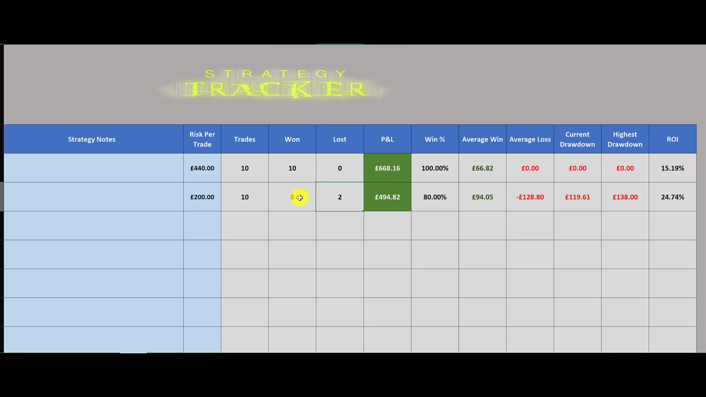We did 10 trades, 8 of them won, 2 of them lost. It's overall a positive angle to take according to this so far. It would be interesting to see what more trades would do to it, but not a bad start.